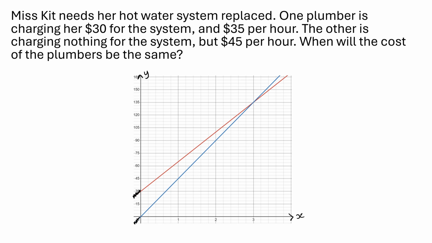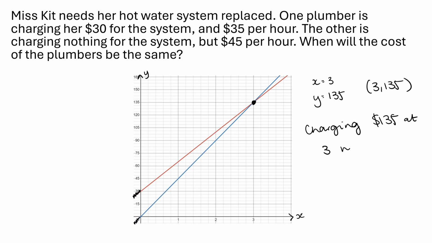If we look closely at where these two have intersected, they've intersected at x equals 3 and y equals 135. What that means is that these two are charging the same at 3 hours. They're both charging $135 at 3 hours. And sometimes this is a little bit easier to do than to solve by hand, but it's a lot more handy when it comes to things like quadratics and further functions which have more than one intersection point.